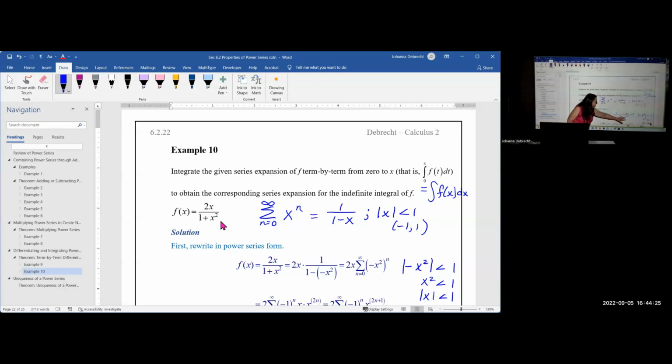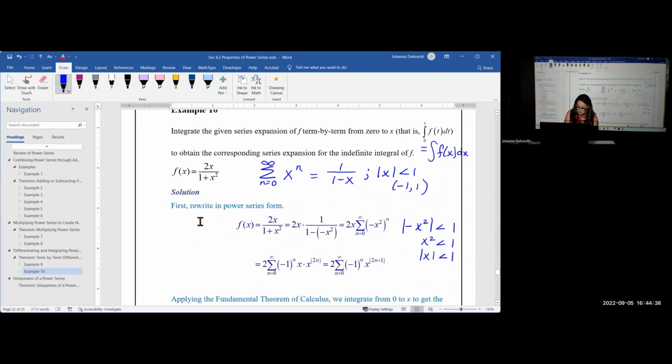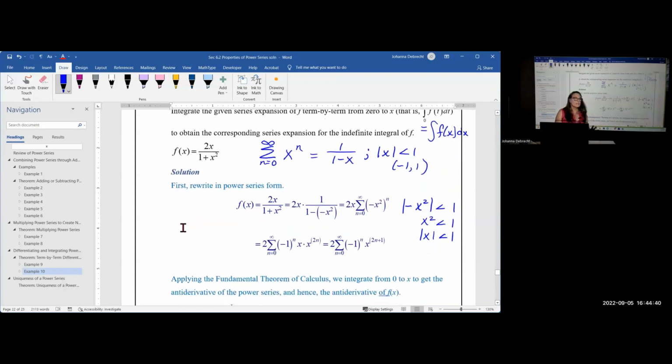So here's what I have so far to represent this function, 2x over 1 plus x squared. This is a power series representation for it. Now, one of the things that I want to do is pull the negative away from the rest of the power series part. So I'm going to pull the negative off of the x squared, but it is being raised to the nth power, so that gives me negative 1 to the n. Now that would give me x to the 2n power.